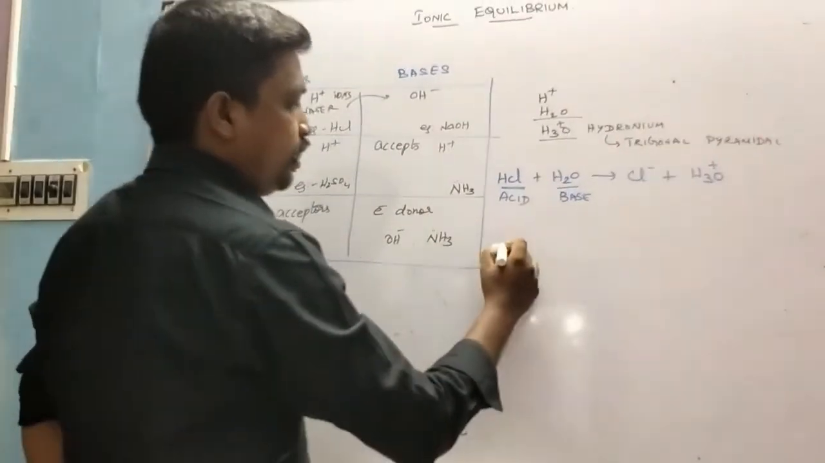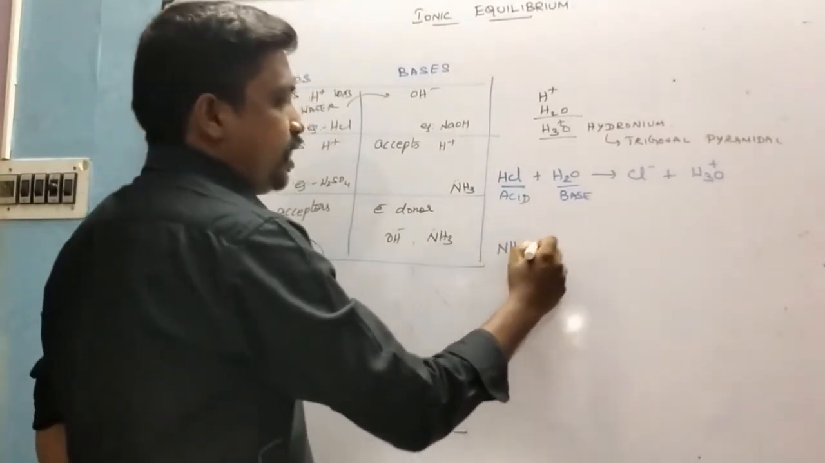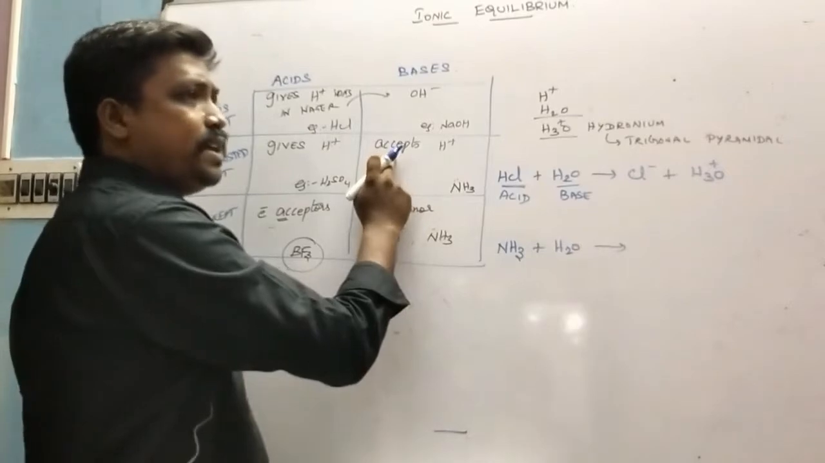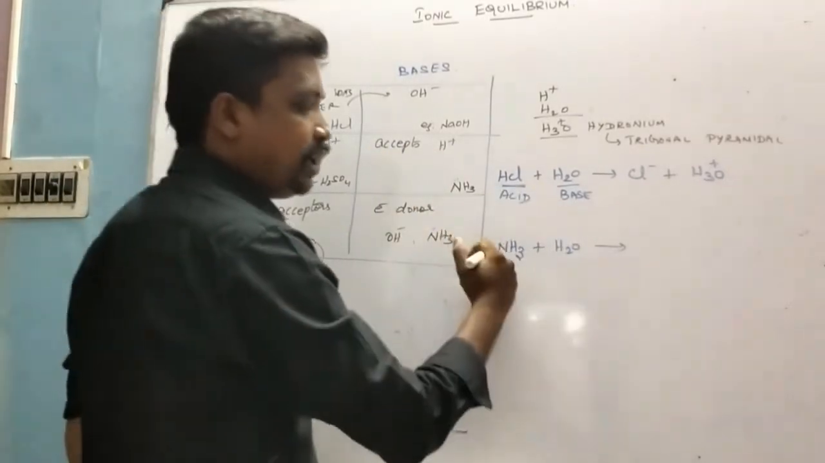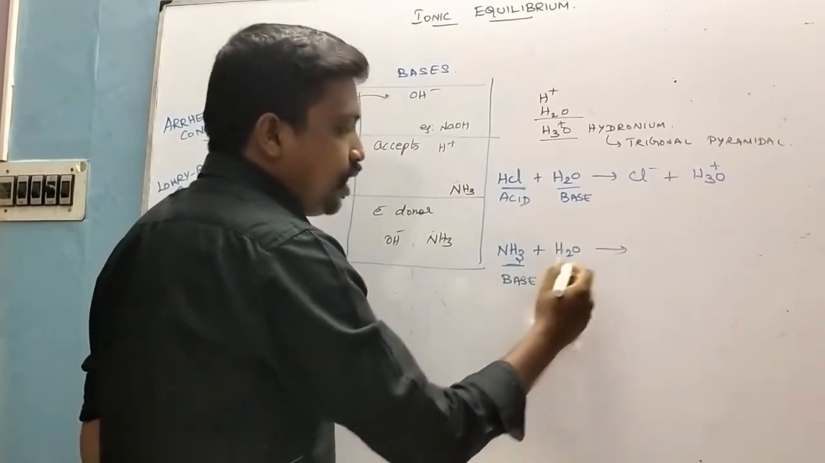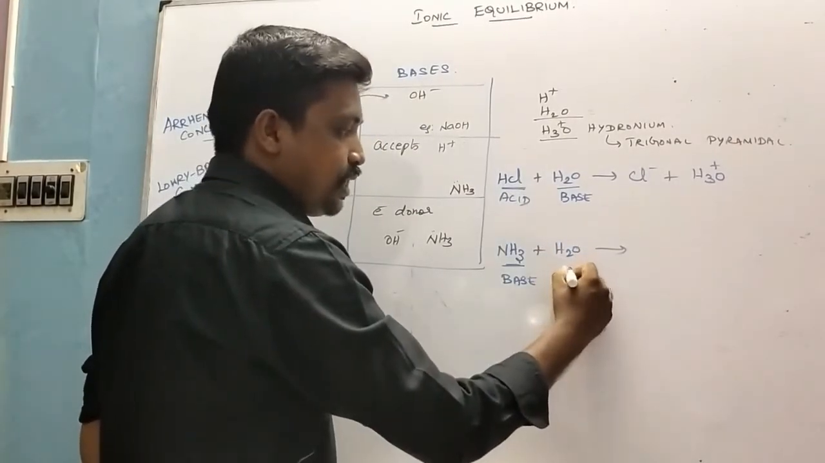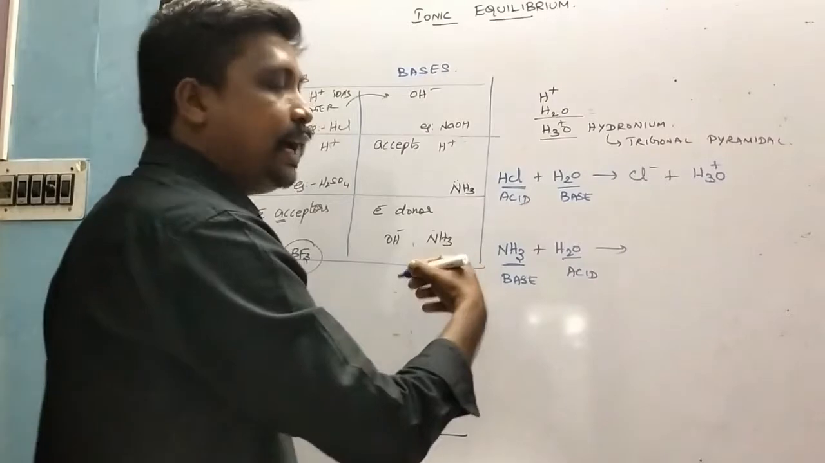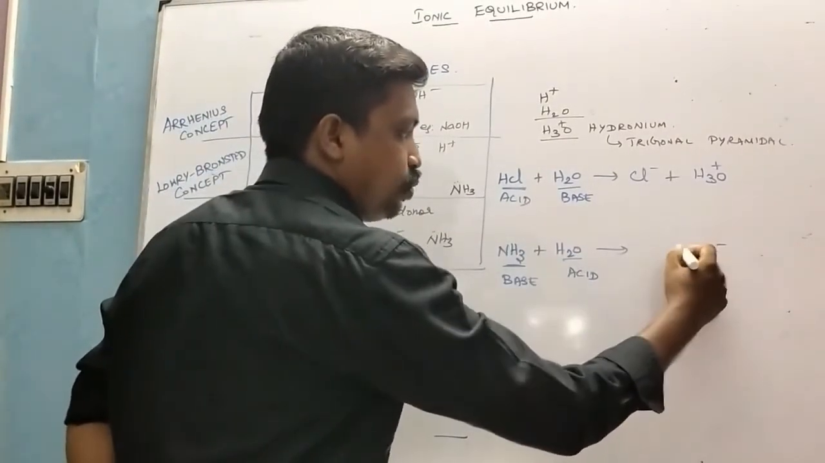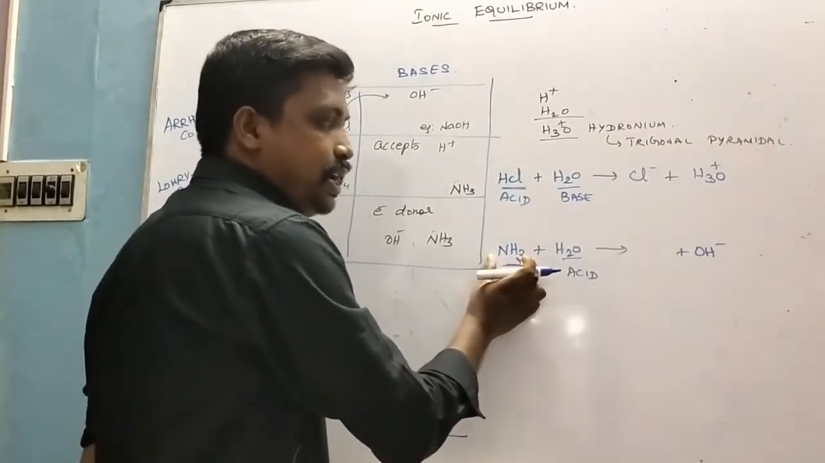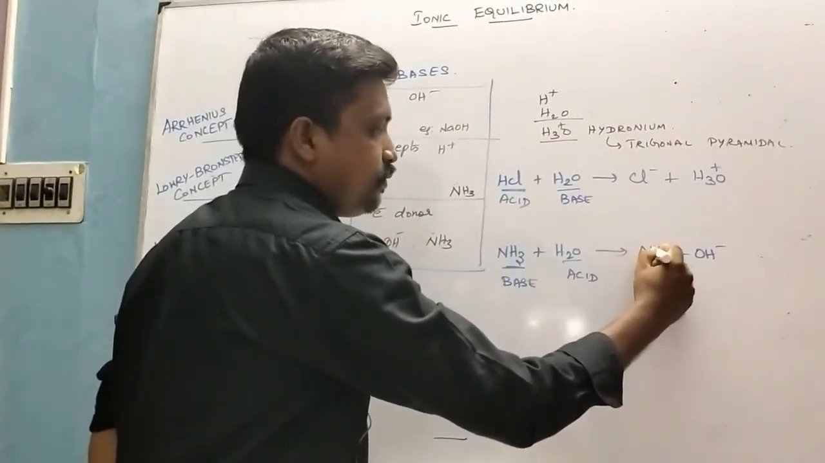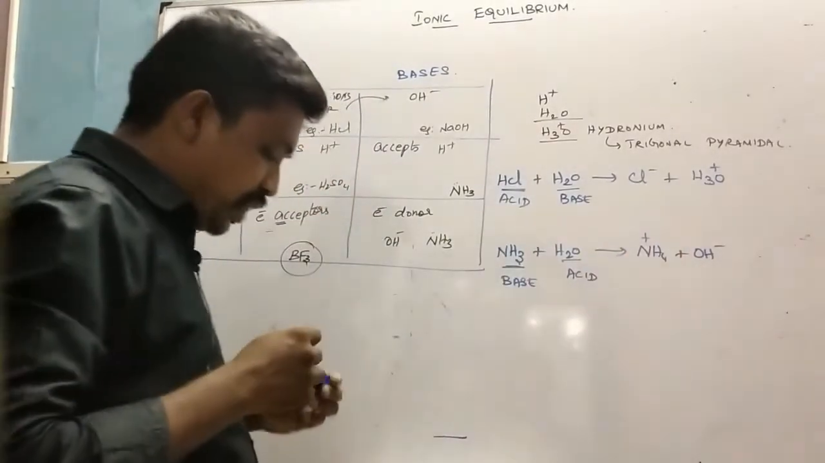Similarly, suppose ammonia is dissolved in water. What ammonia does is accept H plus from the water molecule. Since it accepts H plus, it is called a base. Water gives H plus here, so it is called an acid. After giving H plus, water exists as OH minus, and after gaining H plus, the base exists as NH4 plus. So an important point is here.